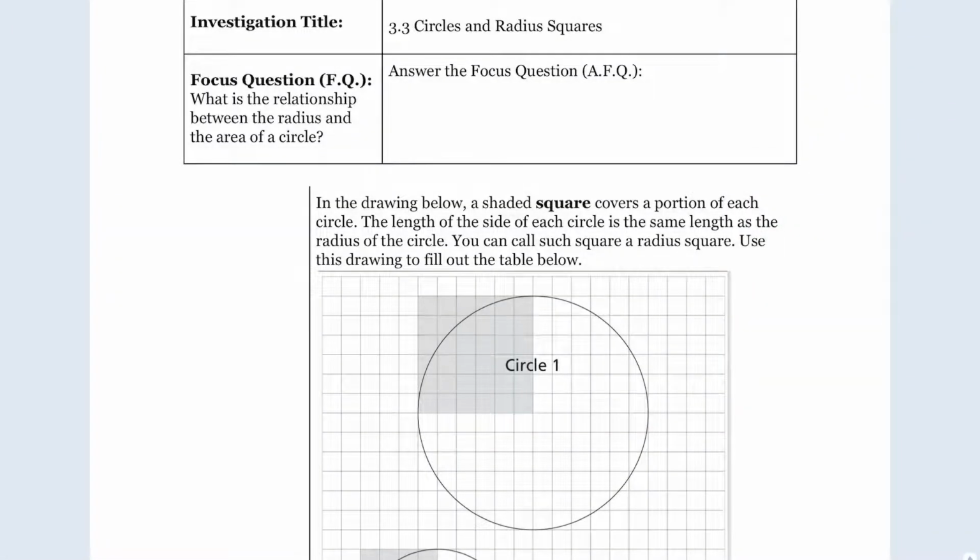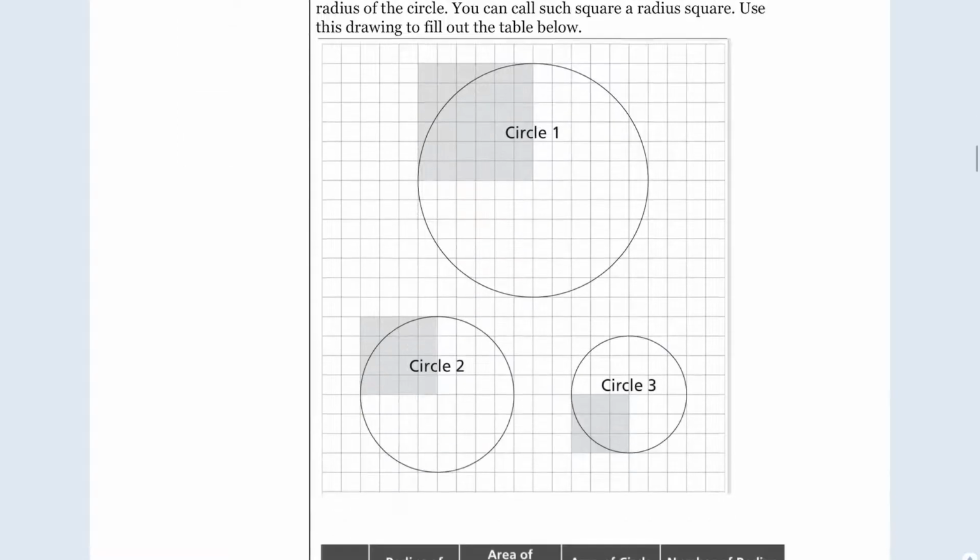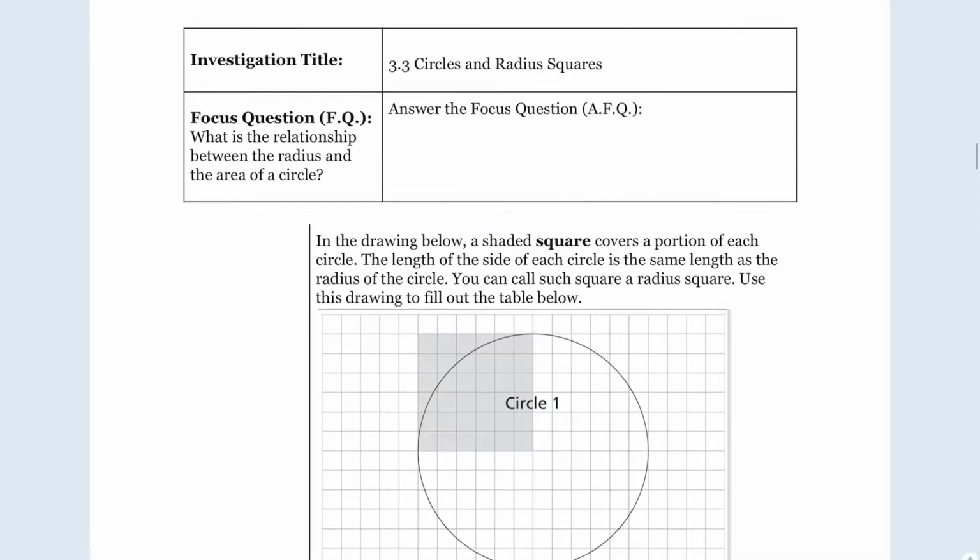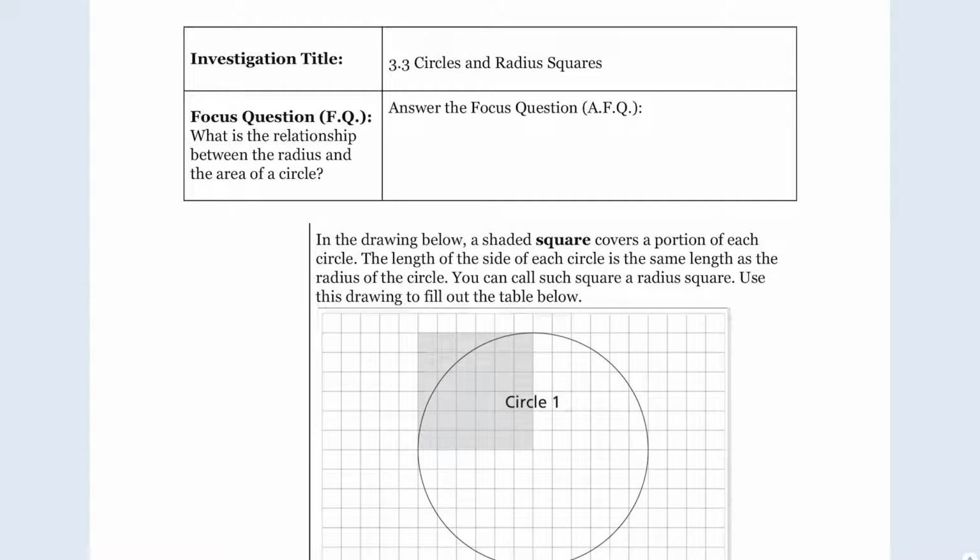All right, mathematicians. So we are continuing our lessons for today. I'm on 3.3. That is on page 20. Okay, so we're going to continue talking about circles and these things called radius squares.